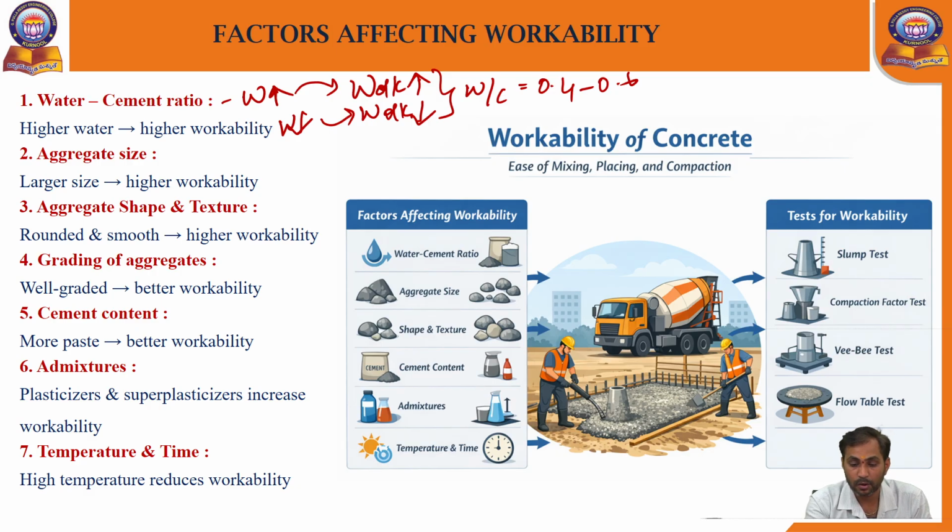If you are taking a water cement ratio of 0.6, easily you will get more water quantity. If you take a water cement ratio of 0.4, the water quantity will be reduced. So with more water, workability will also increase. Due to less quantity of water, workability will be reduced. For higher water quantity, the workability will also be higher. Now you have understood.